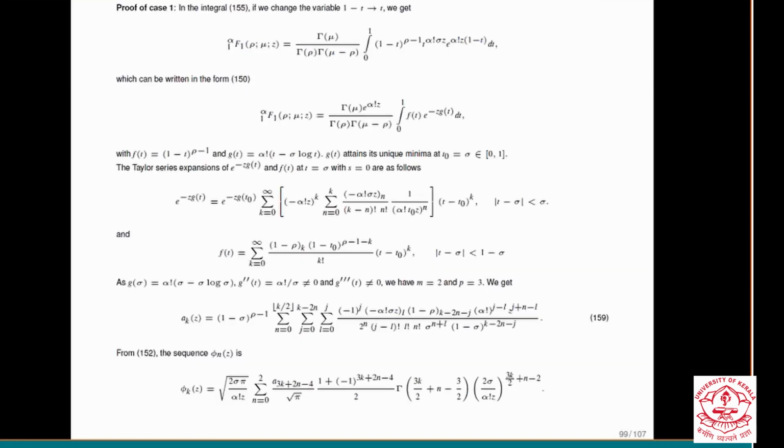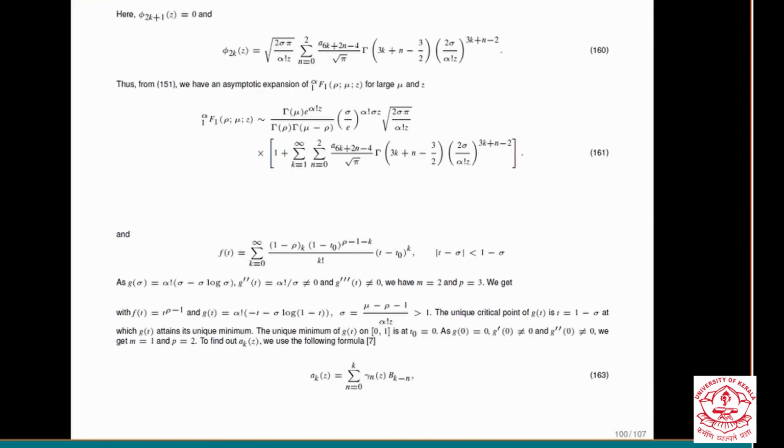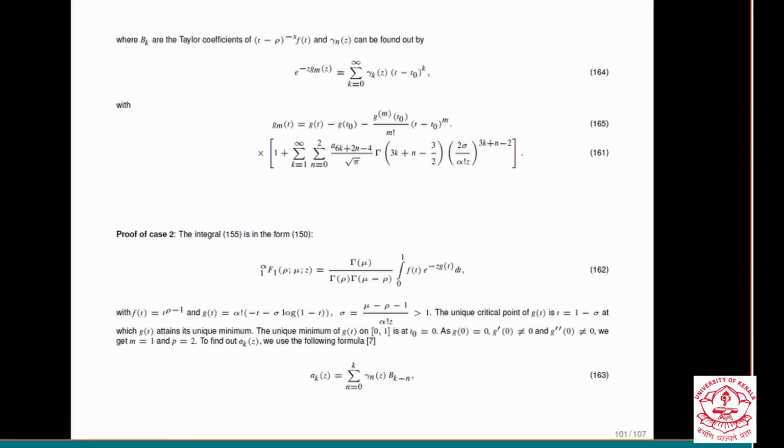And these are the proofs of this theorem. Proof of the theorem.